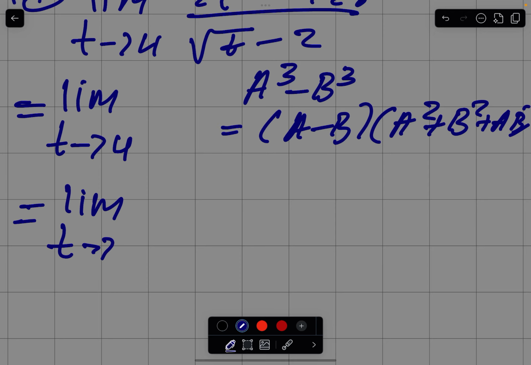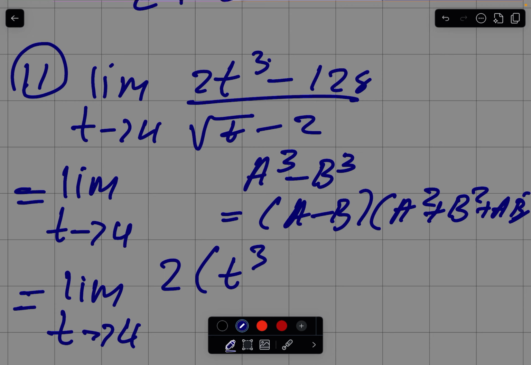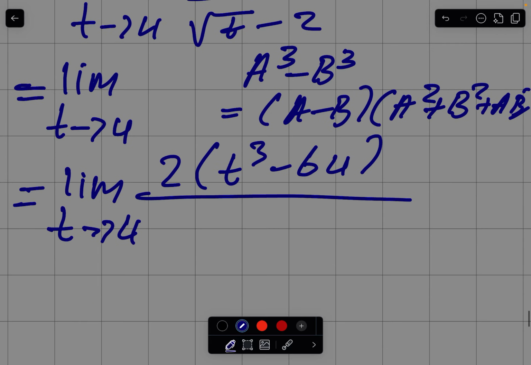Then in the denominator, I can rationalize, since I see a square root of something. I'm going to have a common factor of 2 into t cubed. Therefore, what is the common factor? How many times does 2 go into 128? You're going to say 128 divided by 2, it tells you this is negative 64. Therefore, you're going to have the square root of t minus 2.